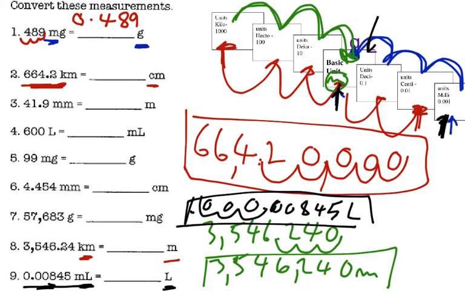You can try the others, folks, and if you have any questions, ask me in class, but use the same principle. If I'm going from a smaller guy, okay, to a larger guy, I move my decimal point, okay, smaller to larger, I move it to the left, and if I'm going from something that's large to something that's smaller, I move my decimal point to the right.